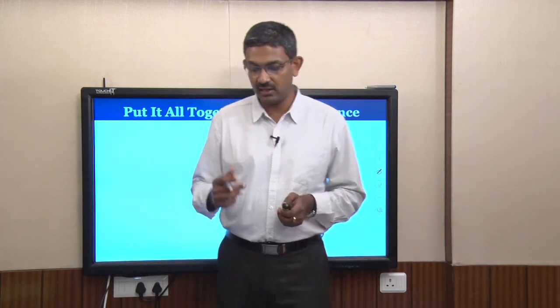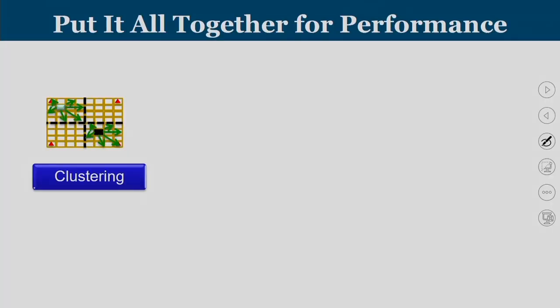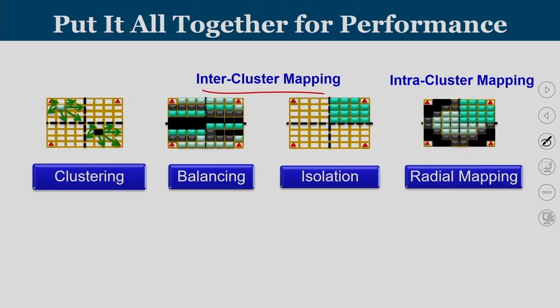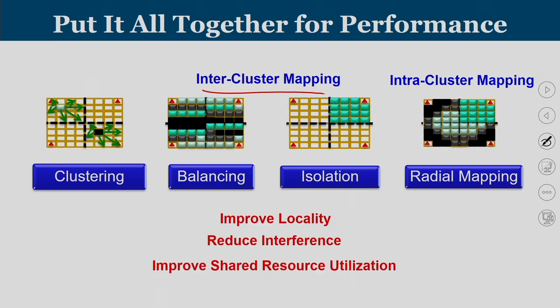Now, putting it all together for performance, what we have seen is clustering, balancing and isolation that take care of inter-cluster mapping, and then we learned about radial mapping, which is called intra-cluster mapping. Altogether, they are going to improve your locality, reduce the interference, and improve the shared resource utilization. So these are the things that we discussed today.